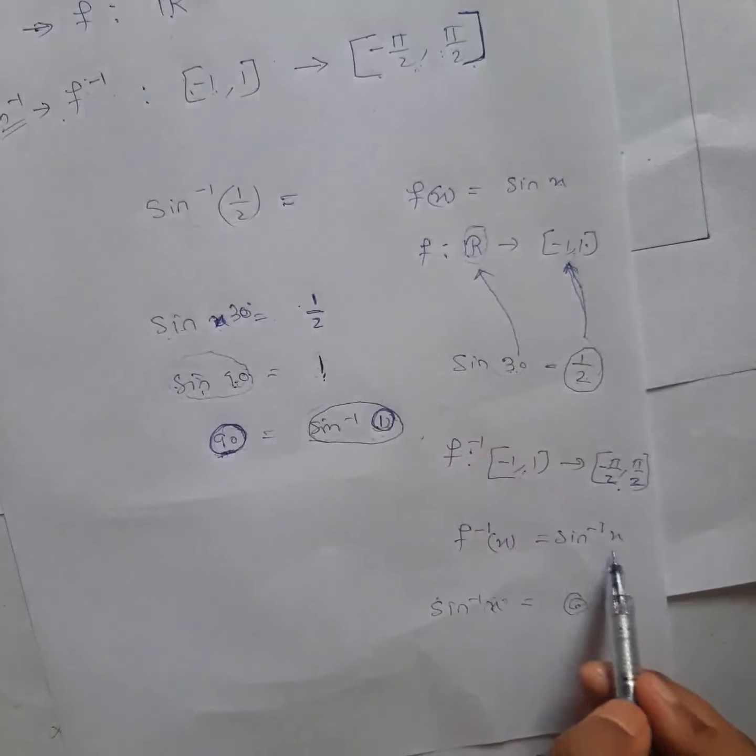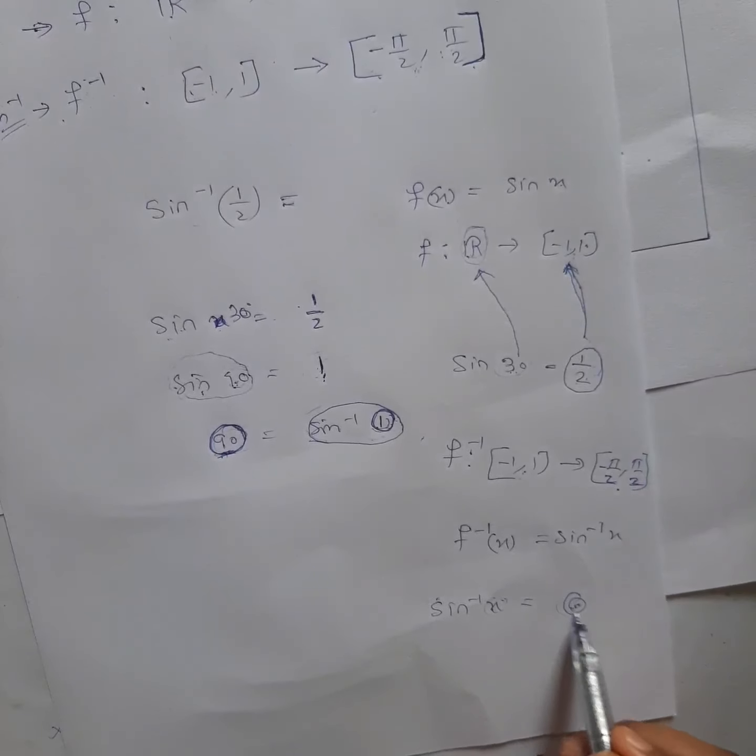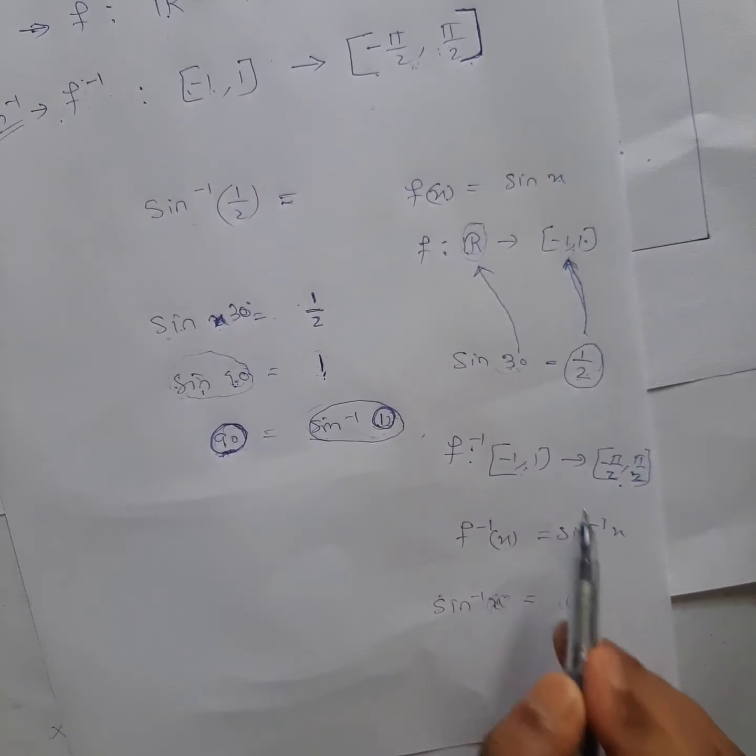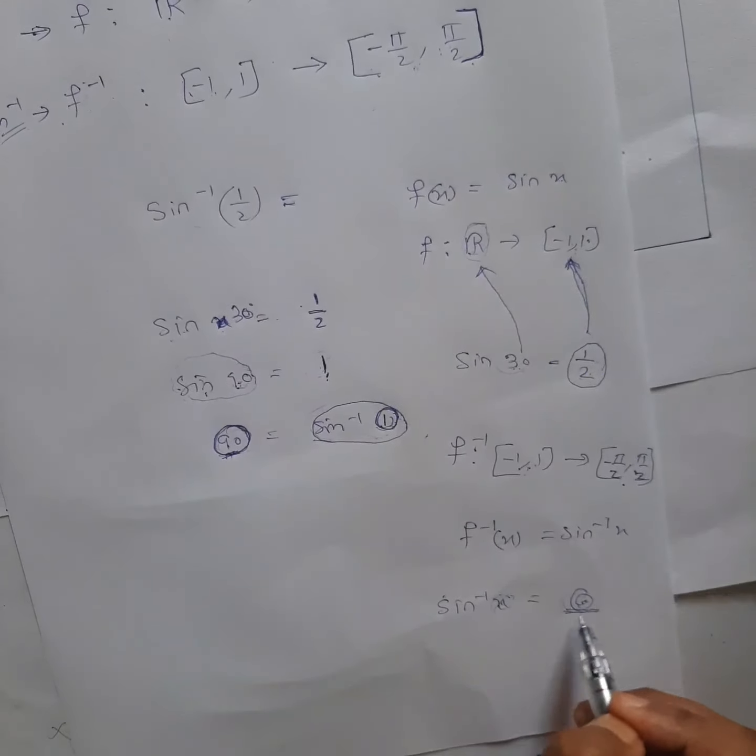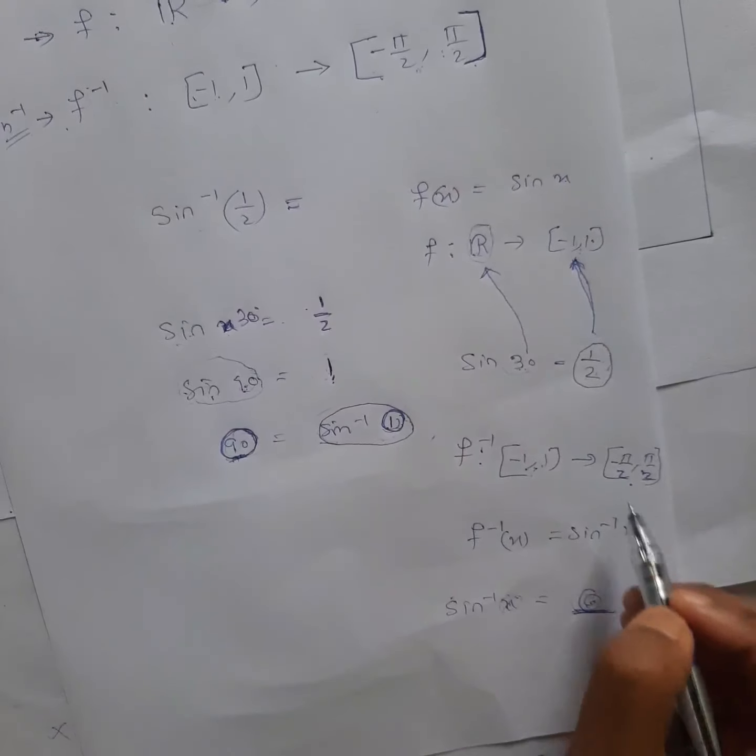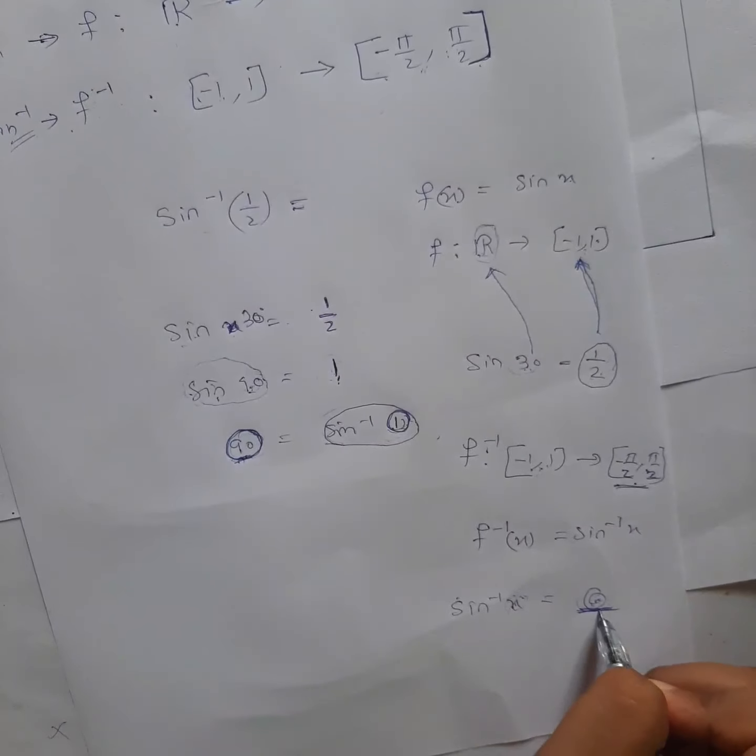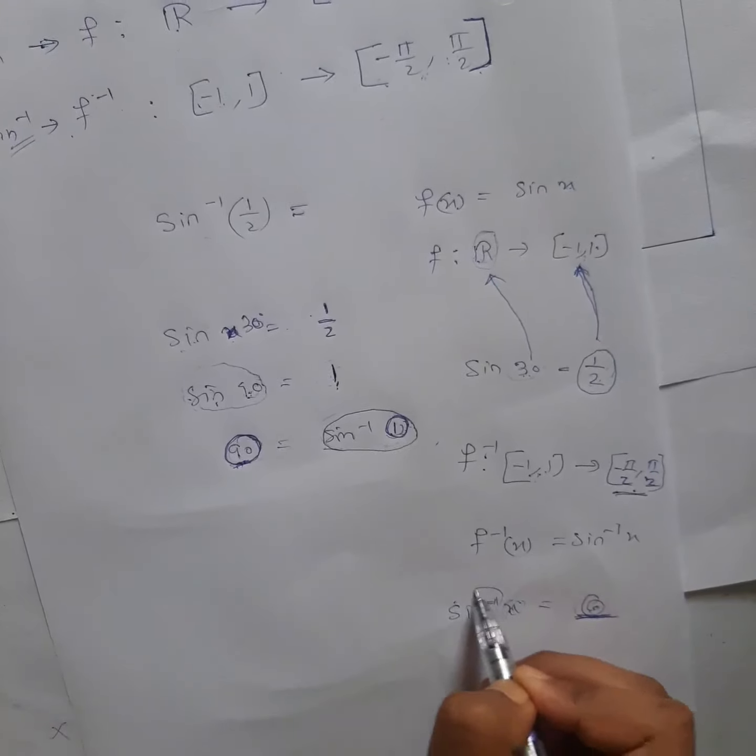So in inverse, this answer will be your angle, this will be your value. Is this clear? When you find out the answer, what do you have to check? You have to check that this answer lies here or not. If it does not lie, remember this won't be an inverse function.